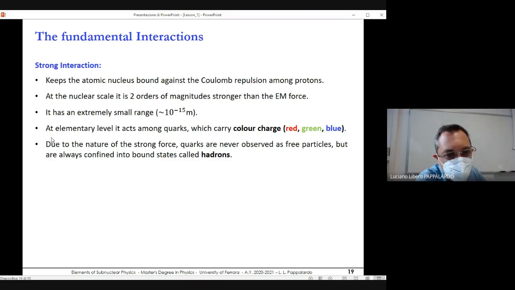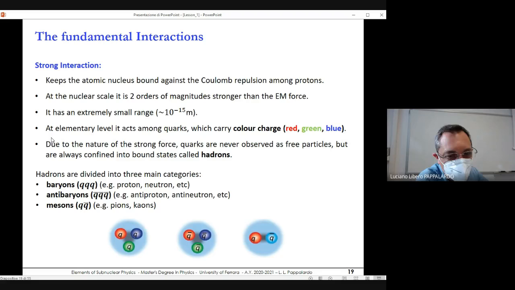Now, due to the nature of the strong force, quarks are never observed as free particles. There is no way, and there have been many attempts in the past to reveal isolated quarks. No way. And the reason for that is now clearly understood. It is a consequence of the features of quantum chromodynamics, and this will also be studied in detail. So the only way to find quarks is to find them inside the bound states that we call hadrons. And hadrons can, of course, be detected as free objects.